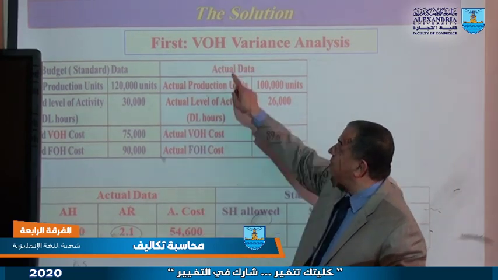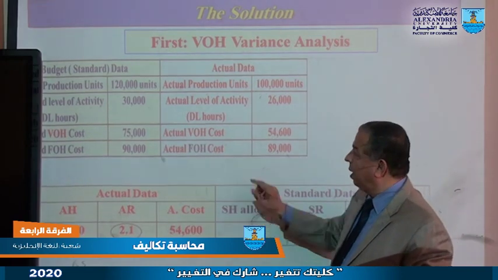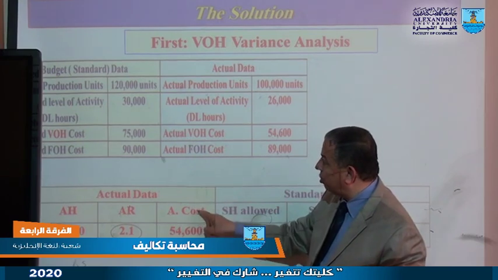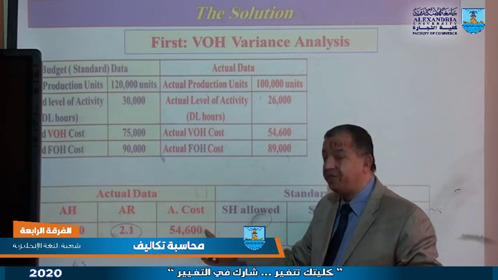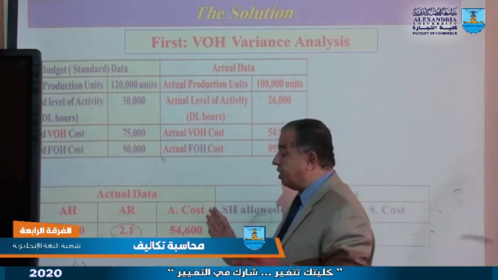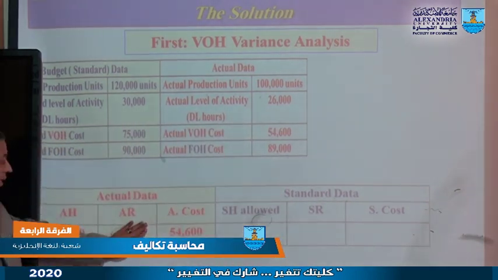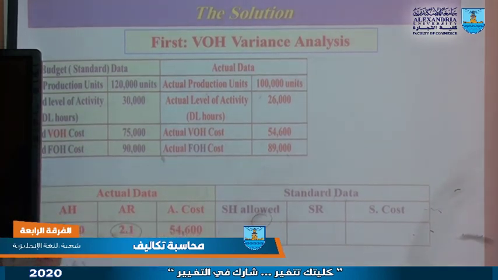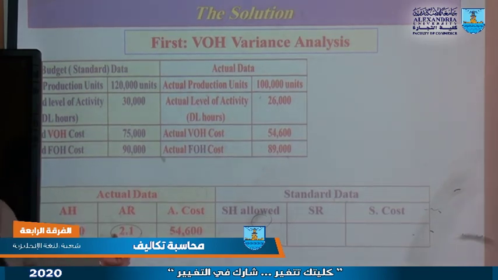Don't forget, I speak about the variable. I explain variable firstly. Actual variable overhead: actual cost of variable overhead, this is my actual, 54,600. Again, 50 is given. I have the actual cost and actual hours, so I can get the actual rate. I will divide actual cost by actual hours to get the actual rate.